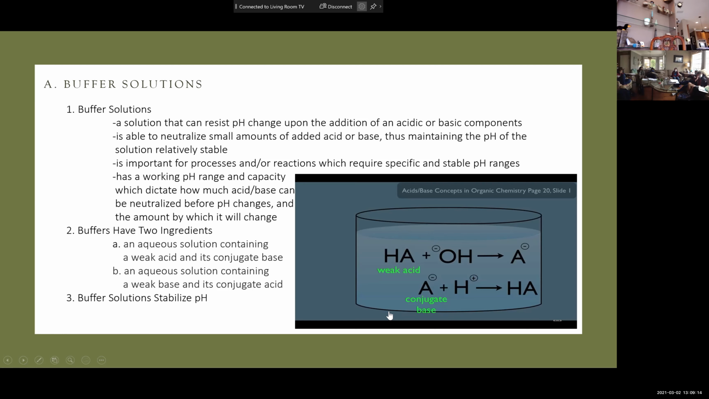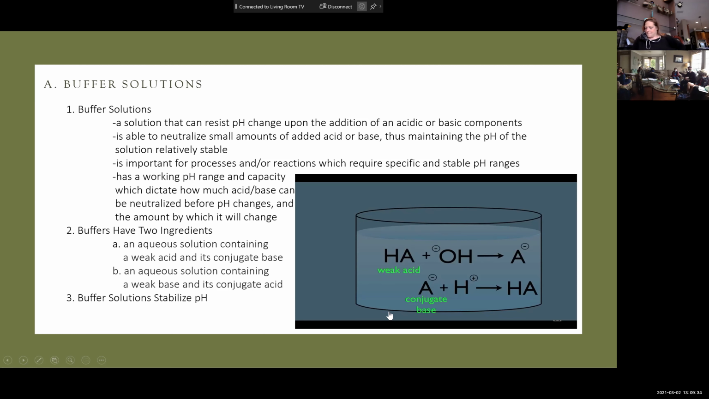Now, keep in mind, buffers have a limit. It depends upon how much HA and A minus you have in solution. For instance, if I keep adding a bunch of H plus and I run out of A minus to combine with it, then at that point you have exhausted your buffer and the pH will now start to change.